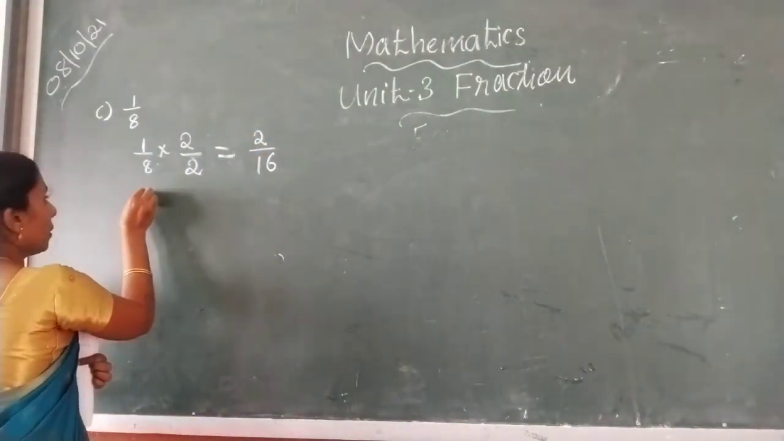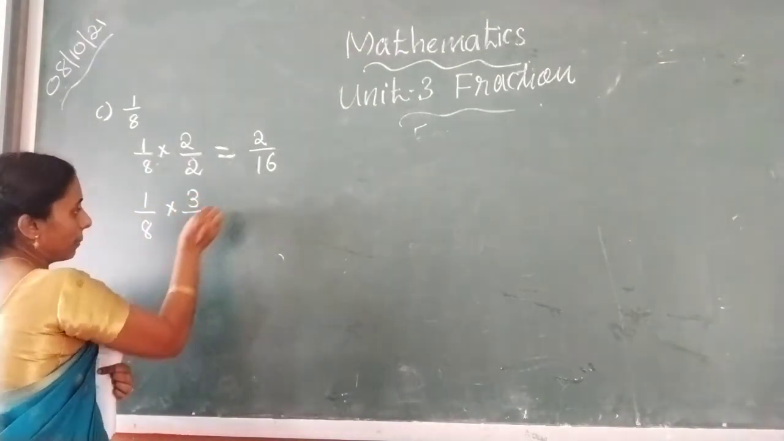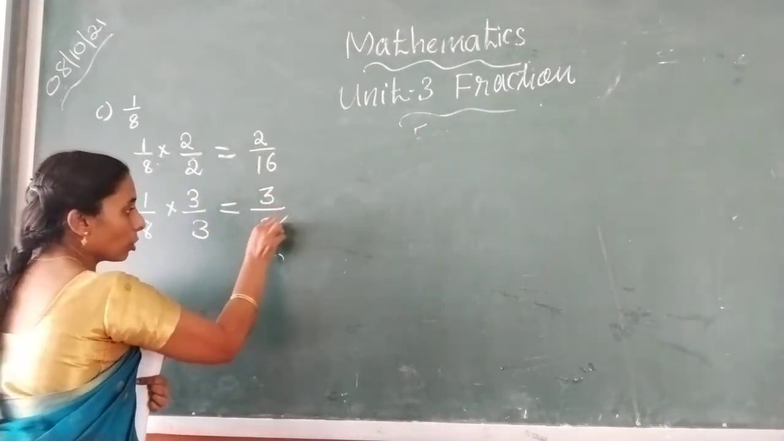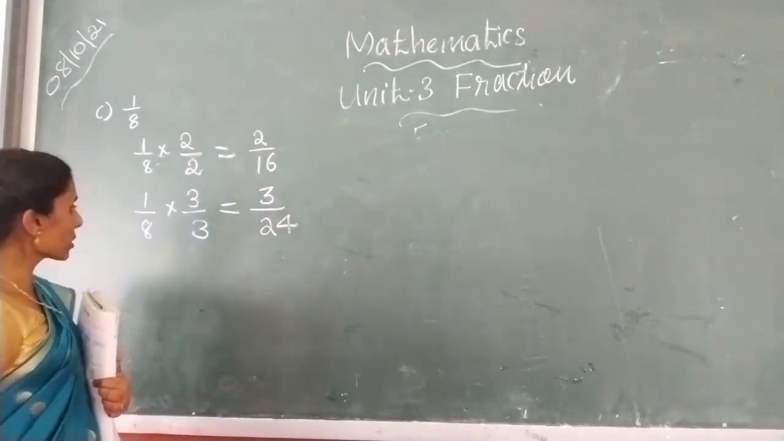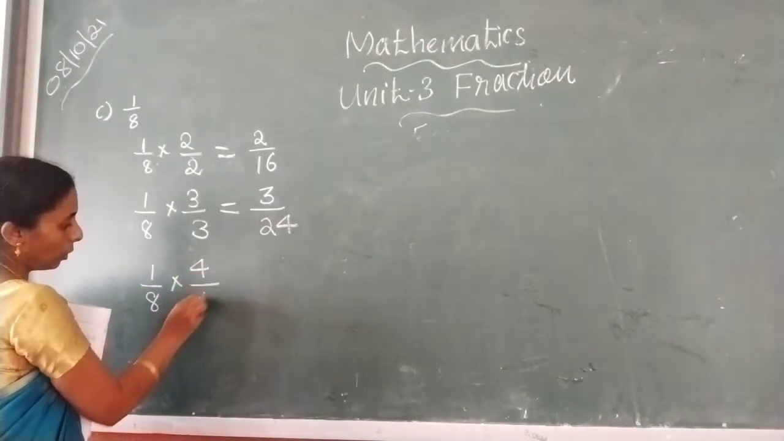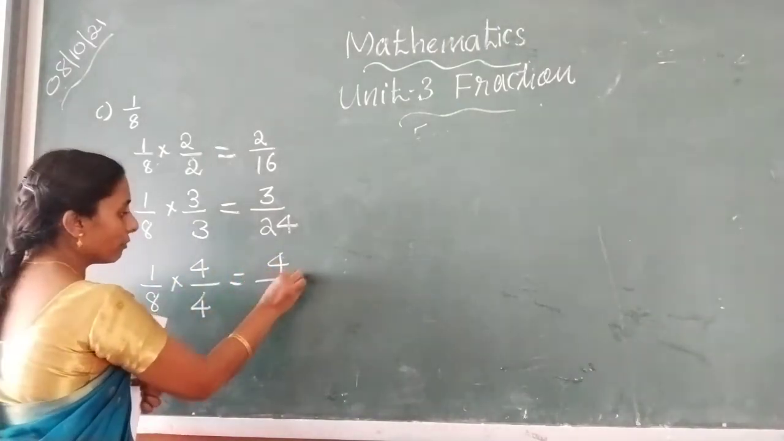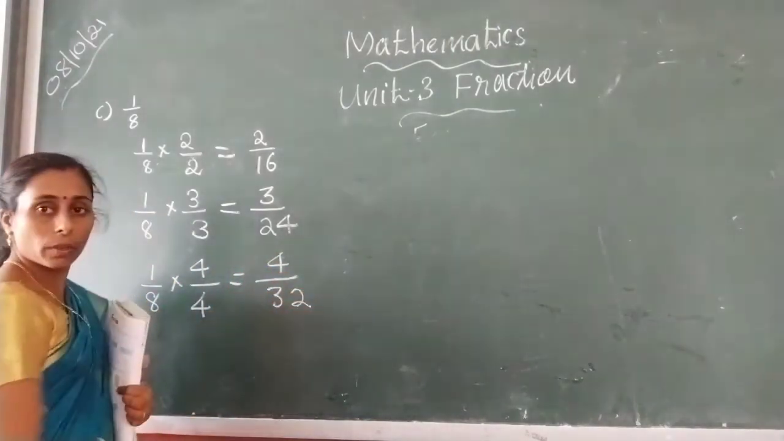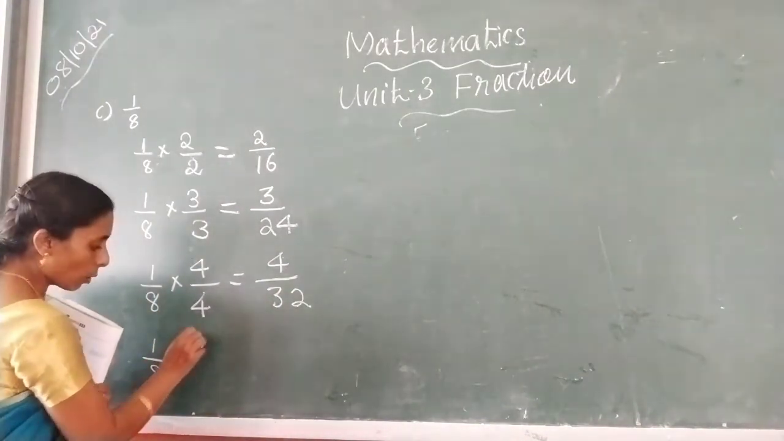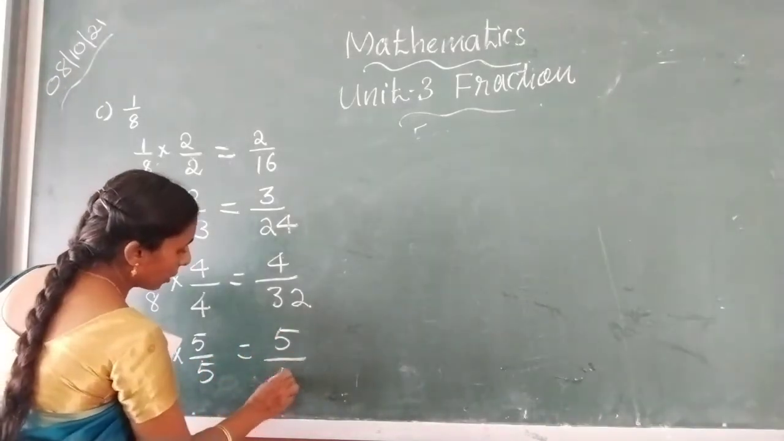Okay, next one. 1 upon 8 multiplied by 3 upon 3 is equal to 1 3s are 3, 8 3s are 24. Next one. 1 upon 8 multiplied by 4 upon 4 is equal to 1 4s are 4, 8 4s are 32. Okay, next one. 1 upon 8 multiplied by 5 upon 5. 1 5s are 5, 8 5s are 40.